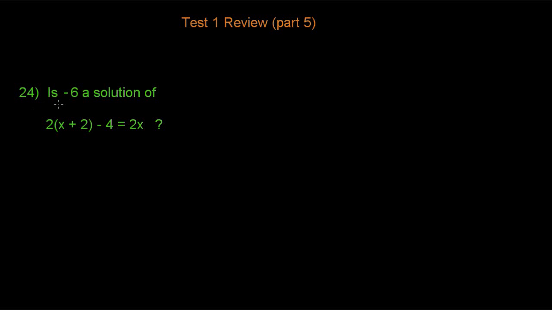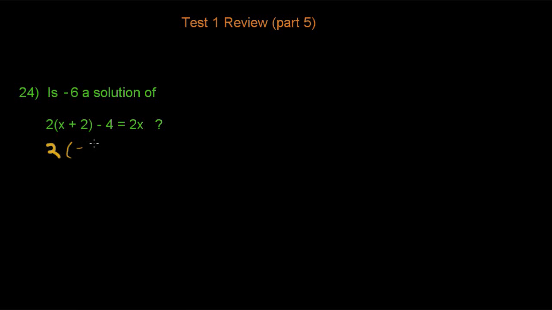And the first problem in this part is: is -6 a solution of 2 times the quantity x plus 2 subtract 4 equals 2x? And what does "is a solution" mean? It means that if we replace the variable x with the number -6, we'll get a true statement if it is a solution. So that's what we're to find out. We want to find out if we get a true statement here, or if it makes the equation true.